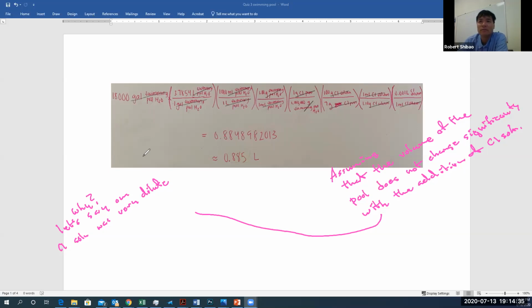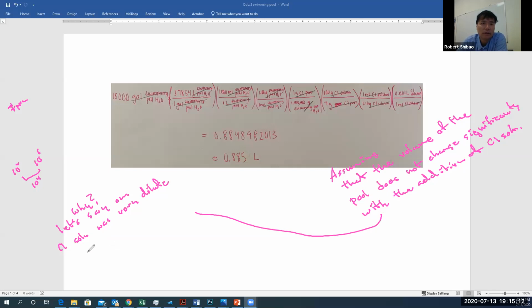If it was 7 parts per million rather than parts per 100, then a part per 100 is 10 squared, a part per million is 10 to the 6th. So the difference between that is 10 to the 4th. And so we'd have to add 10,000 times more. Rather than adding 0.885 liters, we'd have to add 10,000 times more, or 10 to the 4th. So it would be 8,850 liters.